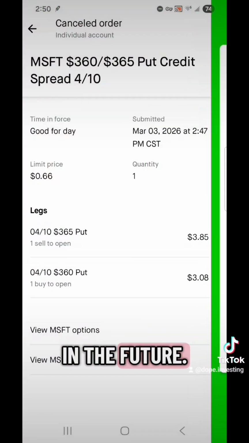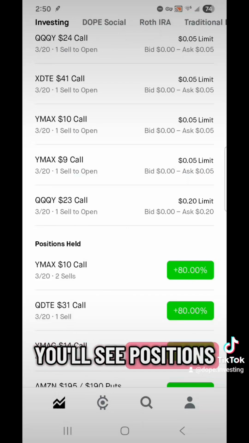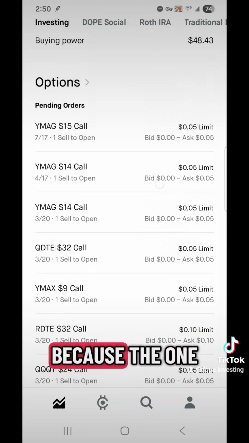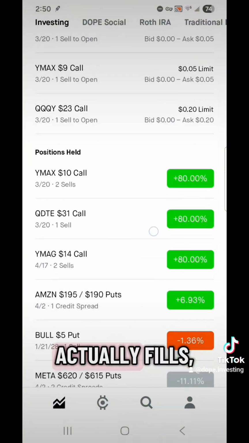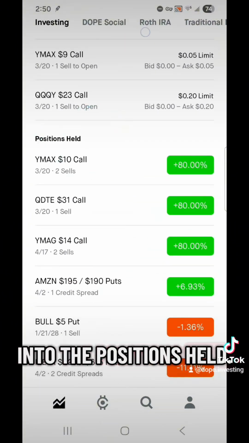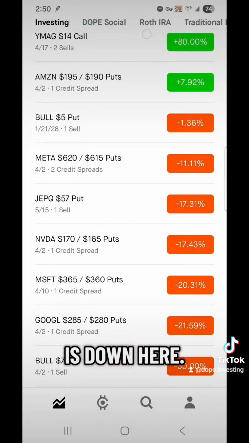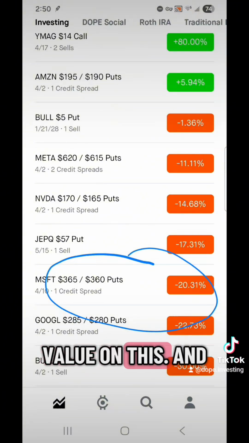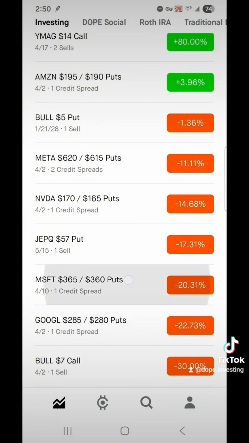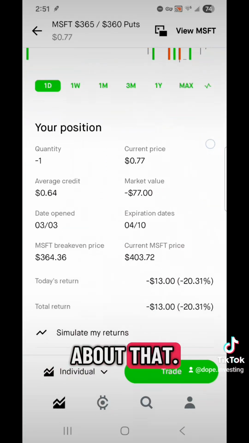So I click done, you can go back, and then on your home screen, you'll see positions held, because the one thing up here is pending orders, and once it actually fills, then it falls into the positions held. And we can see that Microsoft is down here. You can see that we've already lost 20% of value on this, and those numbers will be jumping around a lot, so don't worry about that.